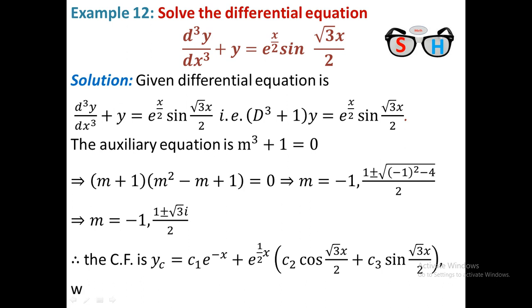Now we have to find the particular integral. Here c1, c2, c3 are arbitrary constants. Now we have to find the particular integral. Here you see that this is the differential equation, therefore this is f(D). Therefore the particular integral is 1 by f(D), 1 by f(D) means 1 by D cube plus 1 of that.